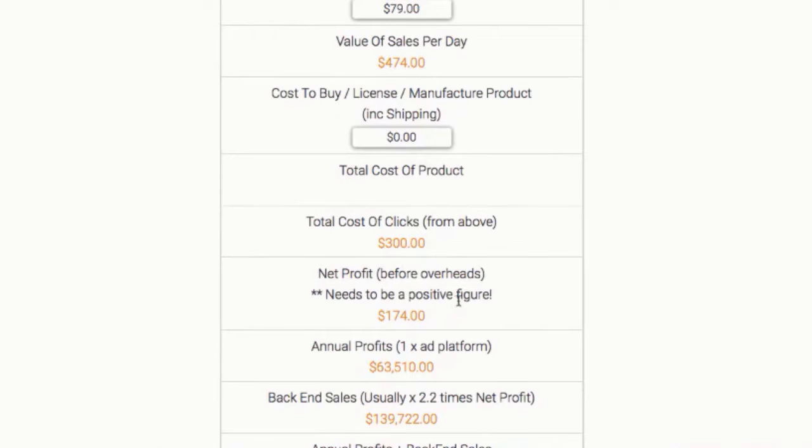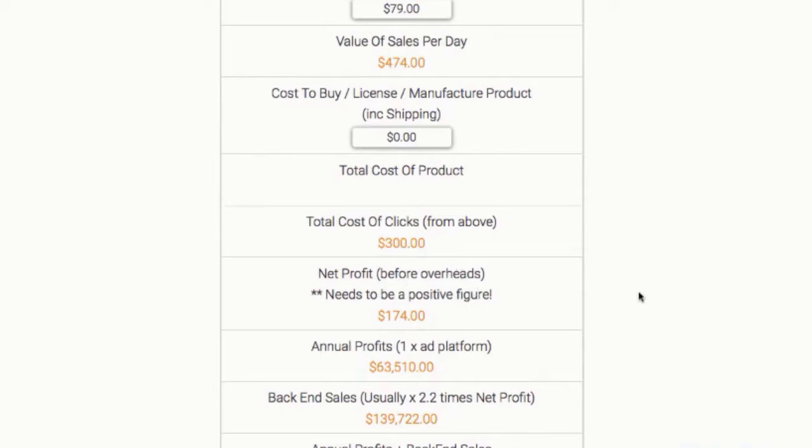That needs to be a positive figure. If you see a negative figure in this box, go back and play around with your figures above, whether it's the number of impressions, the conversion rate of impressions to clicks, and or perhaps your sales conversion. Only move forward if this is a net profit of a positive figure.